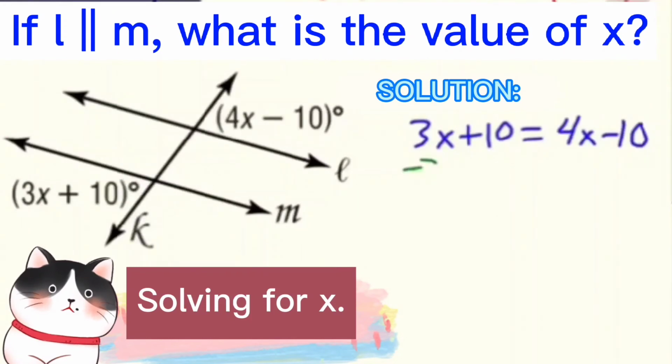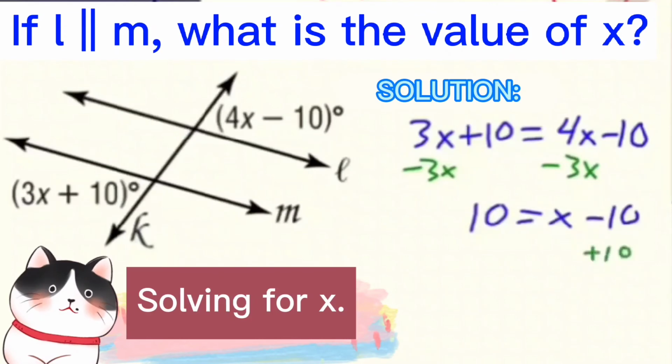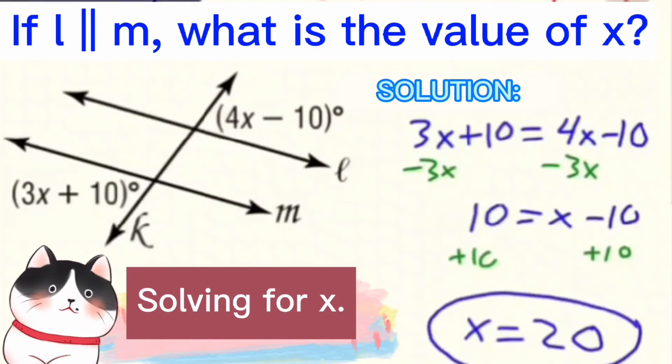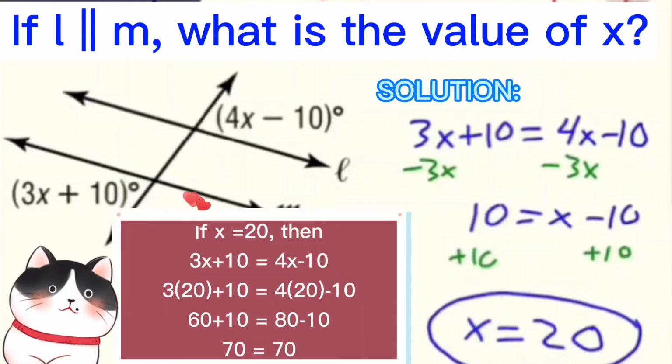Well, let's subtract 3x first. That leaves me with 10 is equal to x minus 10. And then add 10 to both sides. Leaves me with the value of x is 20. And so if x is 20, then my alternate exterior angles will be congruent, and so the lines will therefore be parallel.